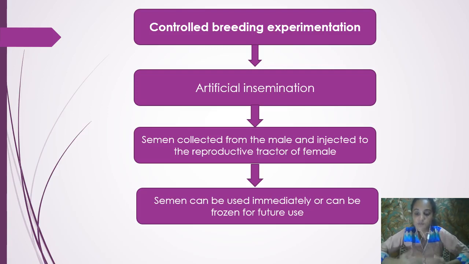Okay, so this is the best example of how we can conserve, how we can preserve the good qualities of the egg as well as the good qualities of the sperms. So, artificial insemination. Okay.